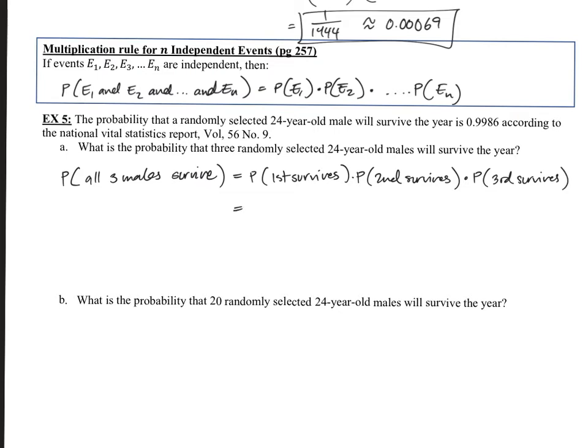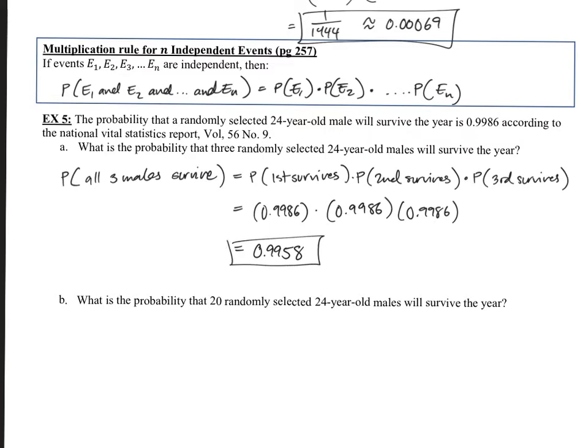Well, what's the probability one guy survives? That's 0.9986. How about the probability that second guy survives? These are independent events, so we can use the same probability, 0.9986, and also 0.9986 for the third guy. Plugging that into our calculator, we'll end up with 0.9958. So there we go. That's the probability the 3 randomly selected males will survive.